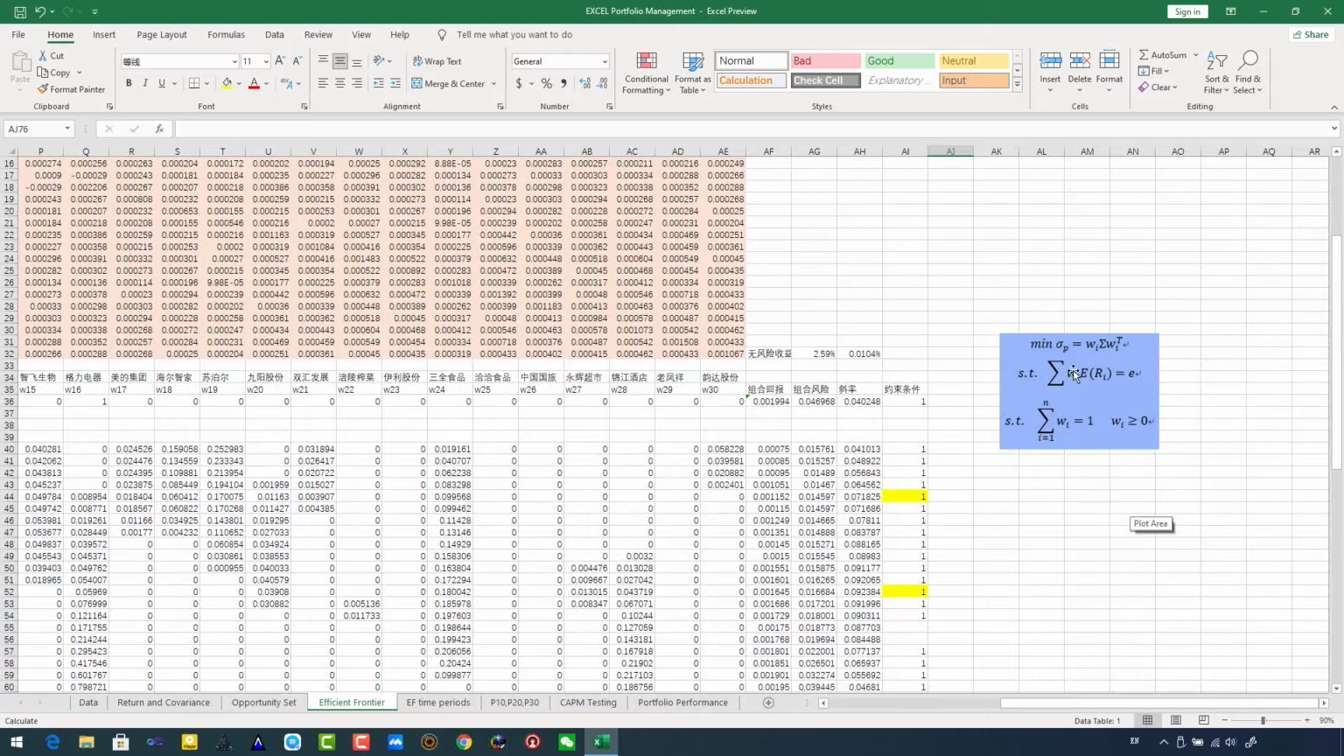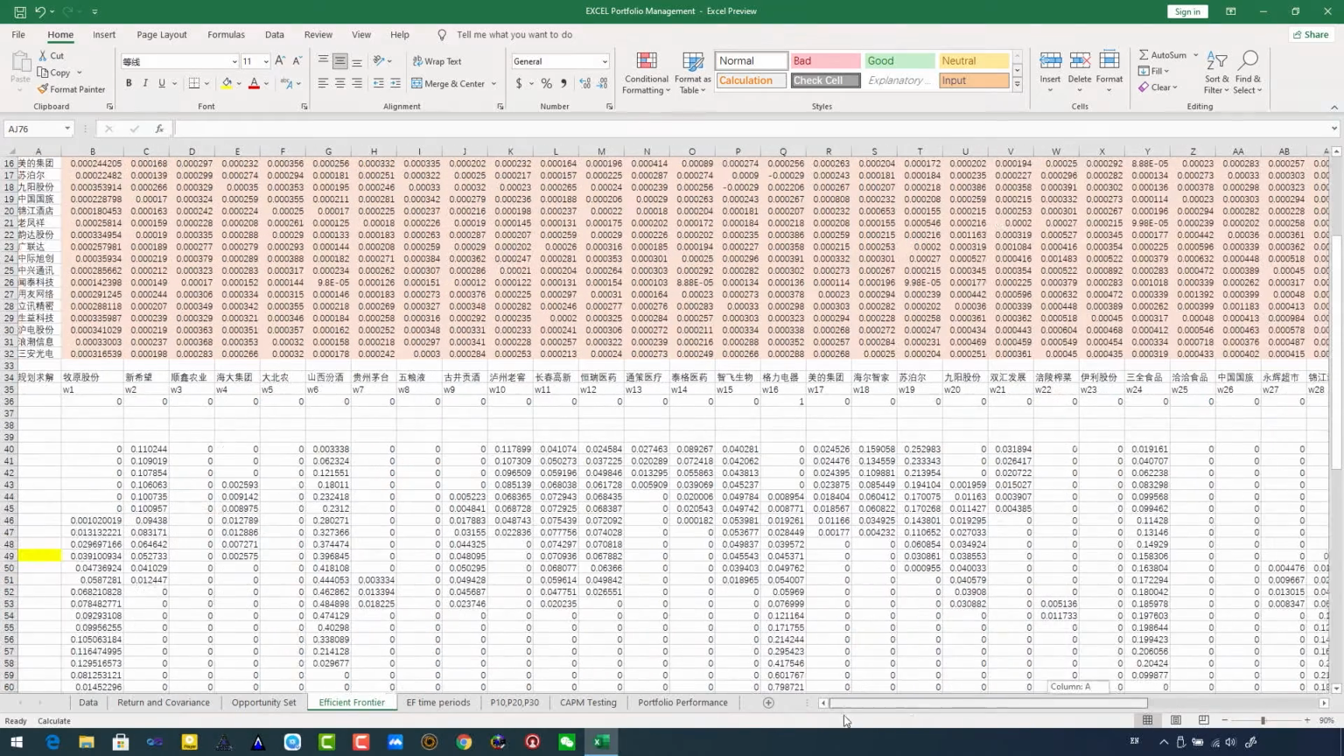If we give the same expected return, so this E is what you give to the portfolio, we want to minimize our portfolio standard deviation. So that's the aim for our portfolio. And the last one is that the sum of the weights should equal 1.